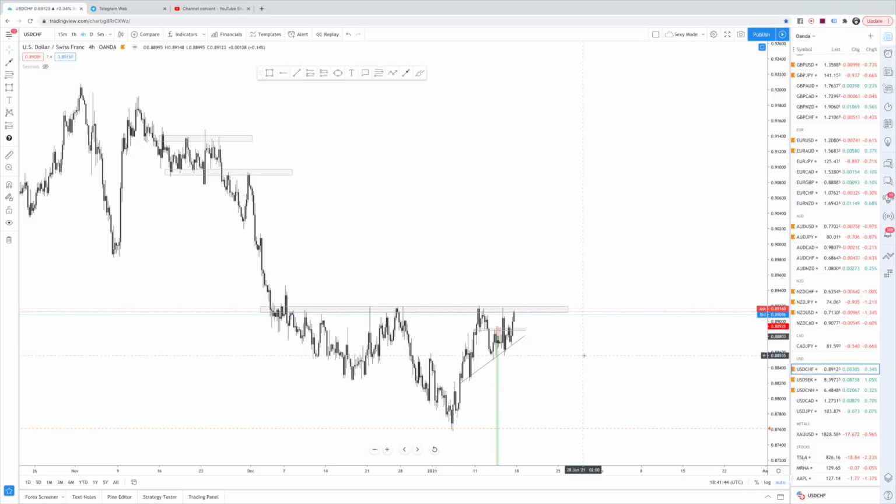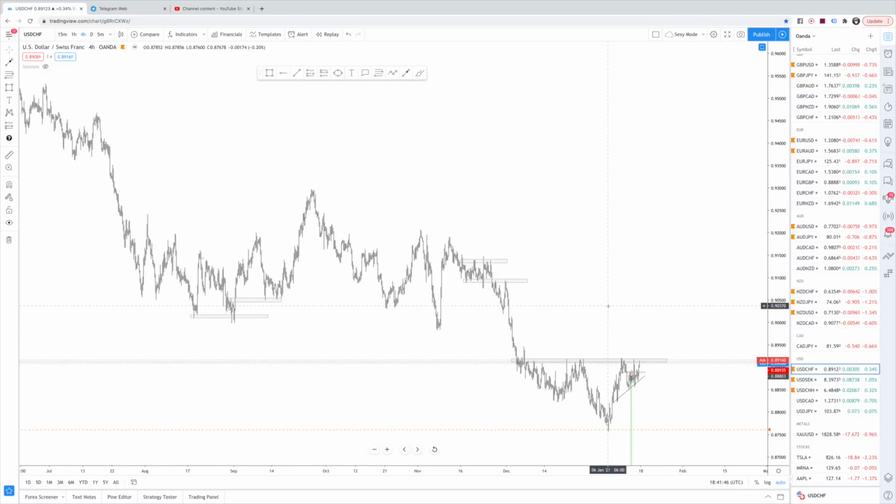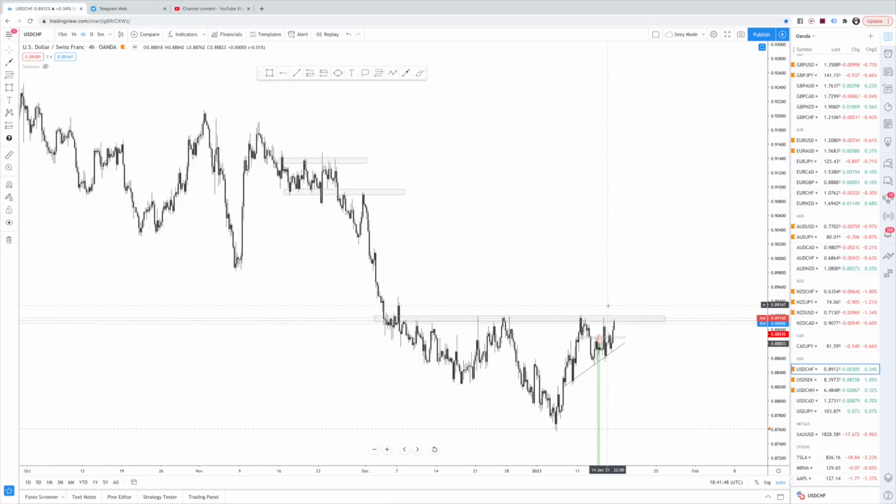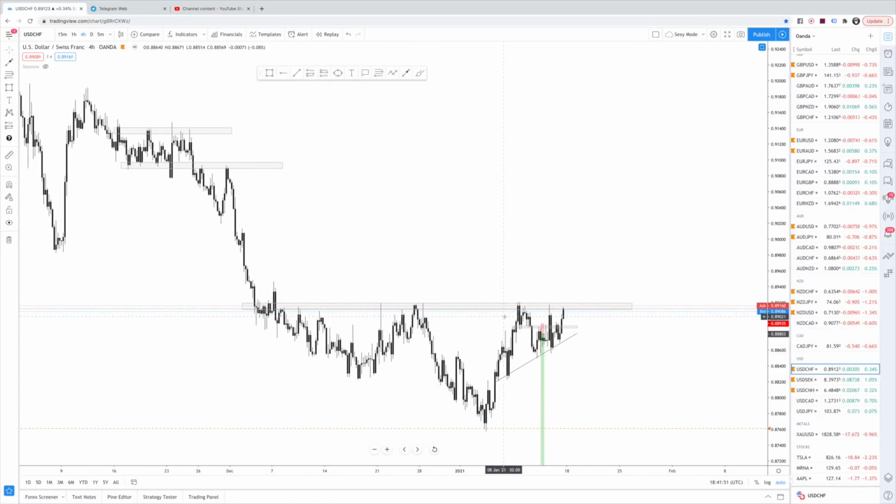So USD CHF, we've been in a downtrend for a long time, so I'm looking for a downtrend sell. Price is also at an H4 resistance level. I am kind of worried that price is not going to respect this level because we've tried like a bazillion times to test it, and price has not really sustained the continuation of the downtrend.